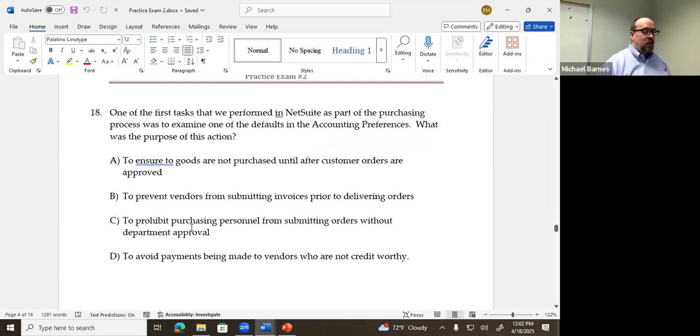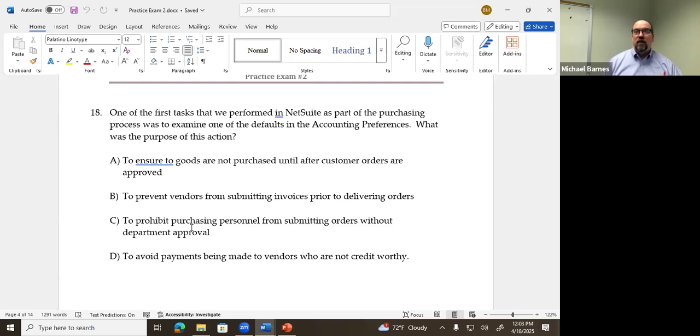One of the first tasks we performed in NetSuite, part of the purchasing process, was to examine one of the defaults in accounting preferences. What was the purpose of this action? So this is kind of a memorization task, but it was a really important one, okay? Remember, we had to actually look and see that the bill in advance of receipt was not checked. That was one of the things we had to look at for the purchasing process. So why did we make sure that bill in advance of receipt was not checked? That's because we did not want vendors sending invoices to us before they actually delivered the goods.